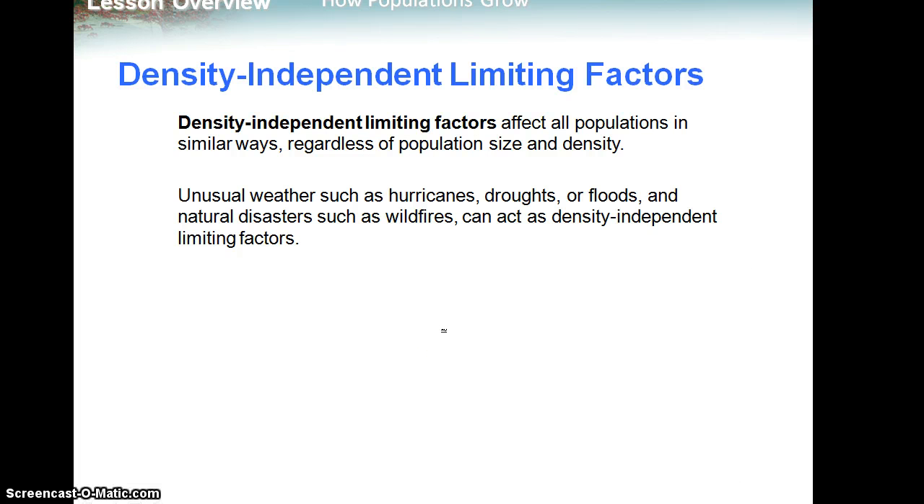There are also density independent limiting factors. Things that we can't control, such as hurricanes and droughts, floods. Those things we cannot control, and it doesn't matter how big the population is or what its distribution is. Those things are going to happen no matter what, and they can affect the size of the population. If we have a wildfire, that is drastically going to decrease the number of trees within that habitat.